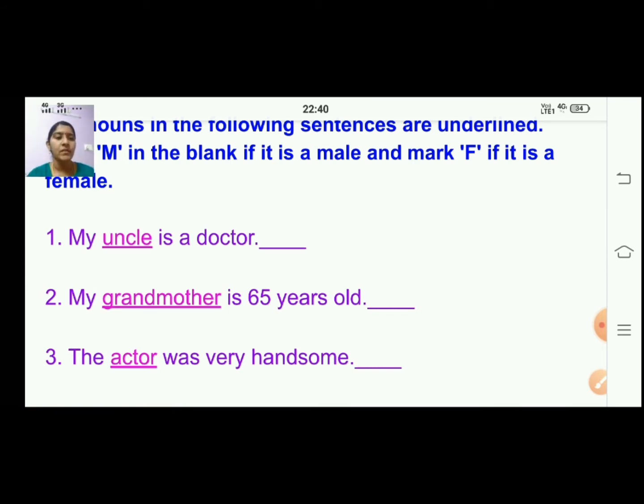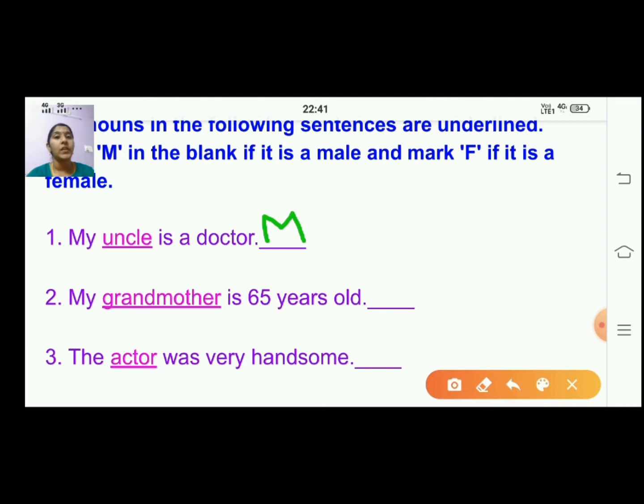Yes. The first one, can you try reading it? Very good, children. So I will read this now. You all are reading, but I will also read now. My uncle is a doctor. Uncle, you see the word uncle. Whom do we call uncle? A male person or a female person? Yes, uncle means male person, so you will put M in the dash there, right? So male means you will write M here.